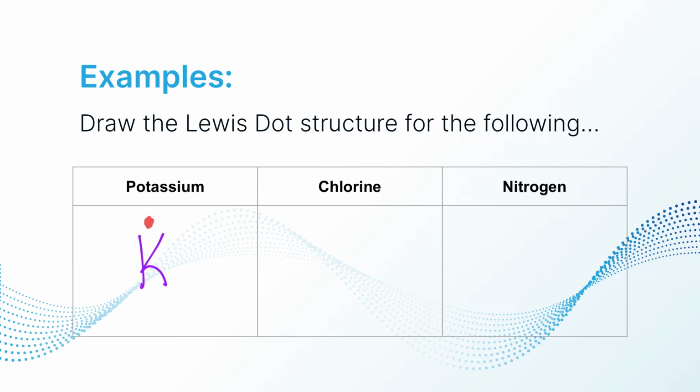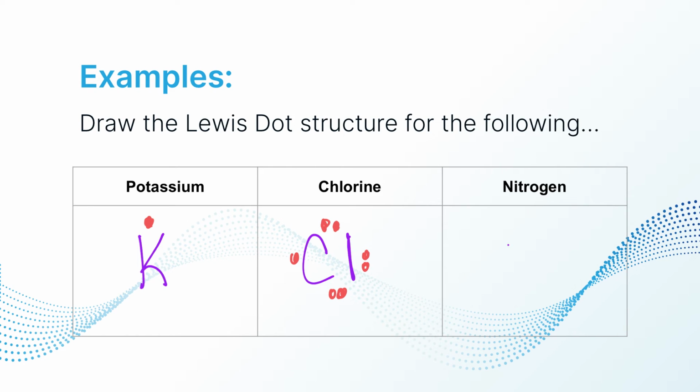Chlorine's atomic symbol is Cl, capital C, lowercase l. Chlorine has 7 valence electrons. So I am going to draw 1, 2, 3, 4, and then double up. 5, 6, 7.